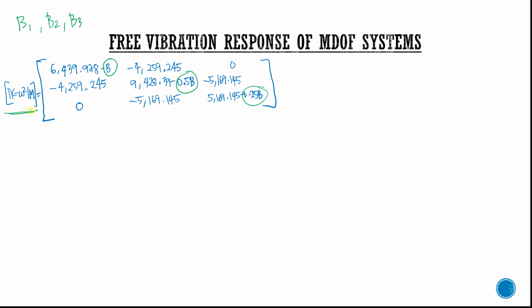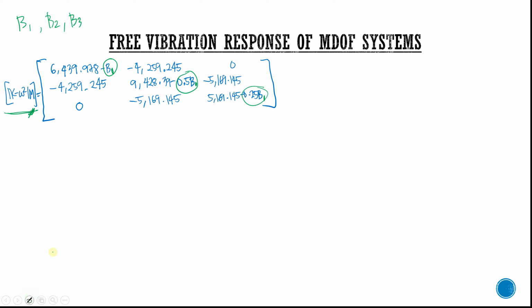It means we're going to calculate this matrix, not that vector or matrix, with these three different B's. So first, we're going to calculate the matrix for B1, and next, we're going to calculate the matrix for B2 and then for B3. So this corresponds to the three mode shapes that we are going to calculate later on.